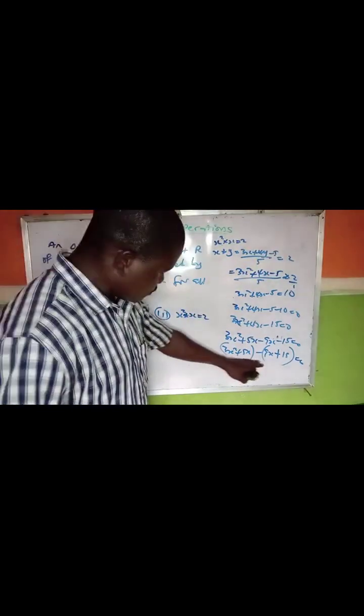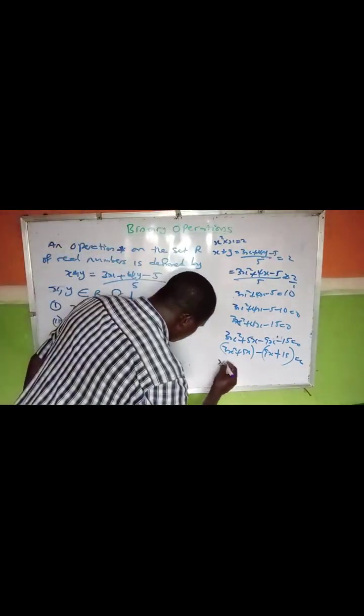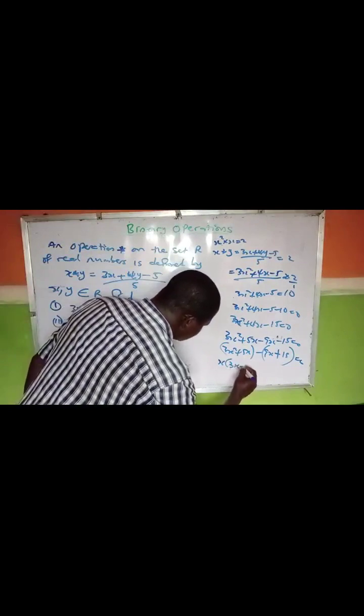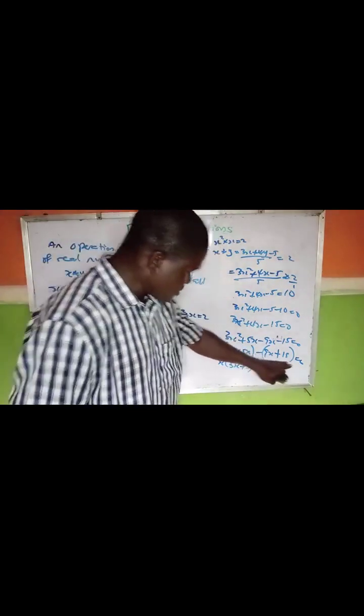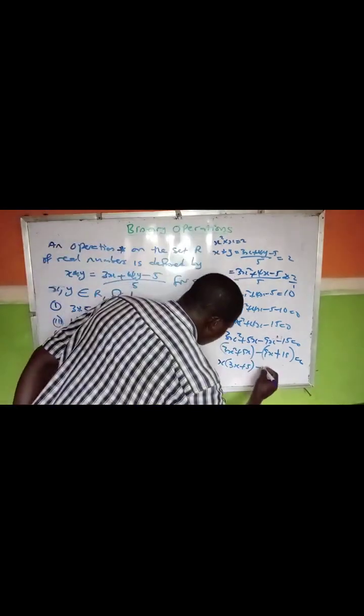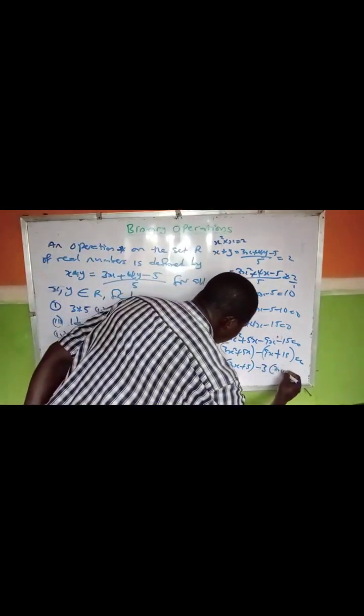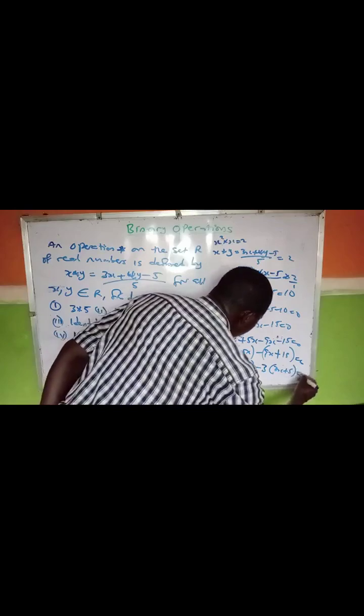So what is common here? What's common here is x. So you bring x out: 3x plus 5. What's common to both here is 3. So you bring 3 out. So what remains here is x minus 3, equal to 0.